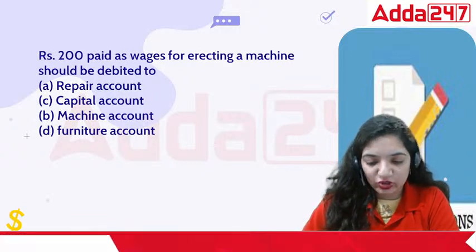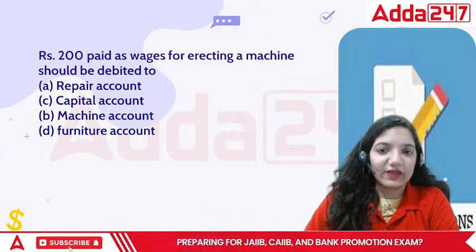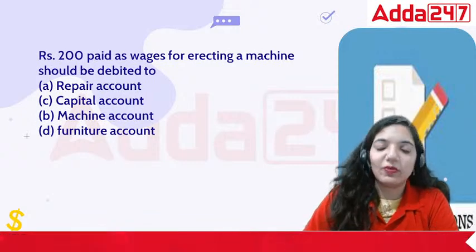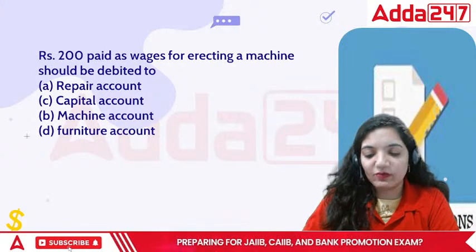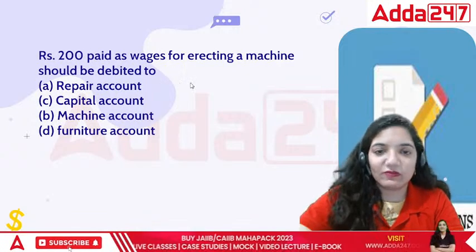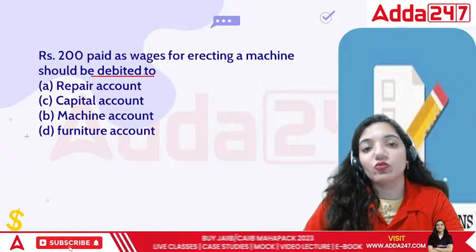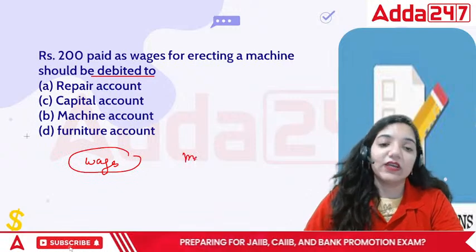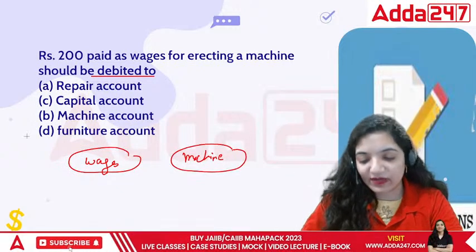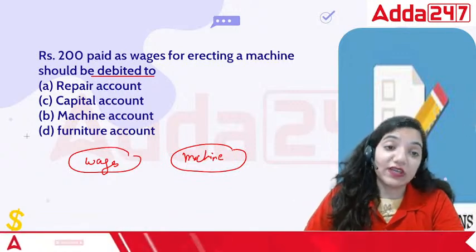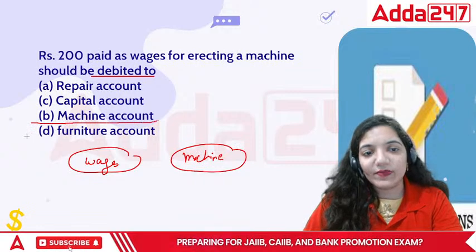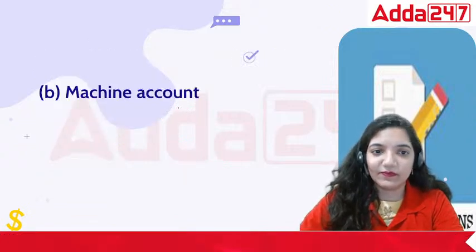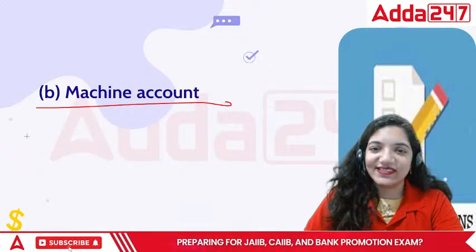If I erect a specific machine, the particular amount should be debited to repair account, capital account, machine account or furniture account. See, if I am erecting a specific machine, these wages are important in order to create that machine, to assemble it, to complete it and make it ready to use. So in this case, this should be a part of the machine itself. The correct answer is B, that is machine account, right?